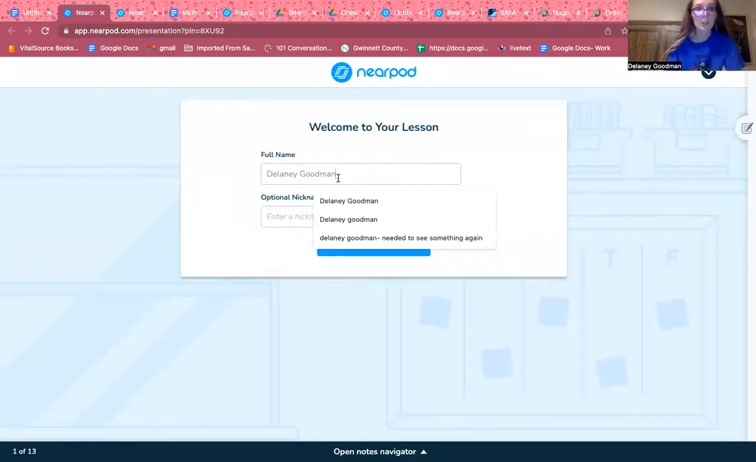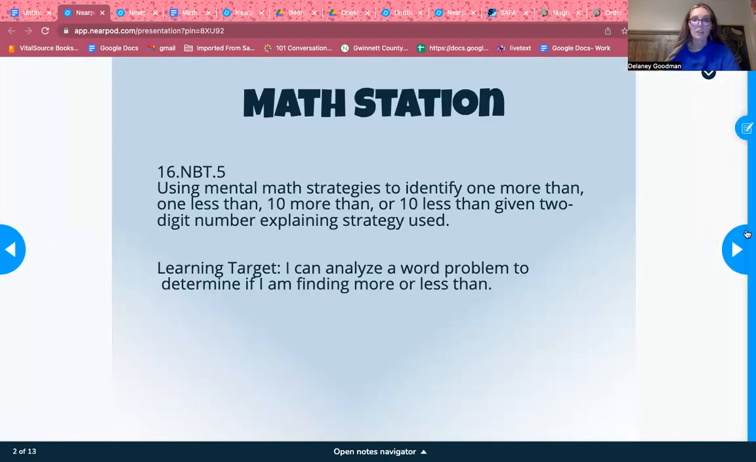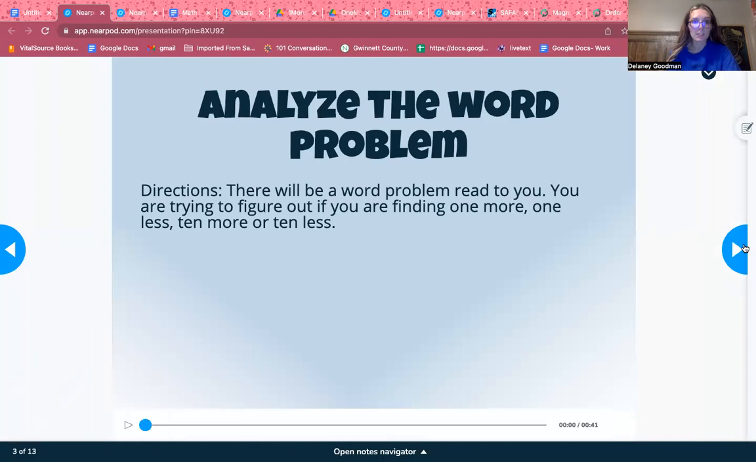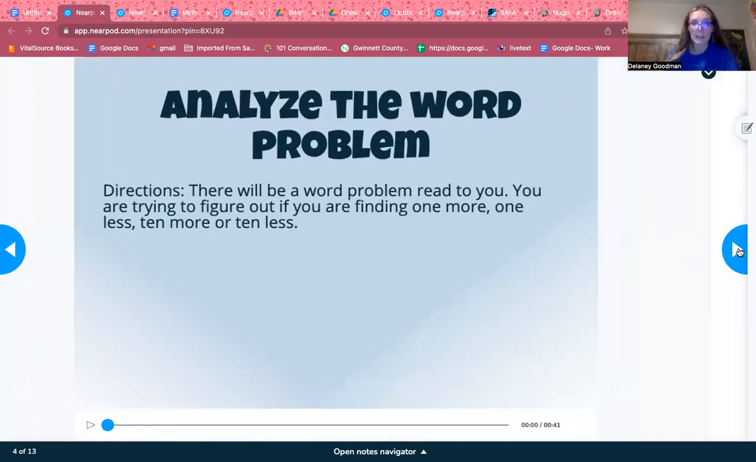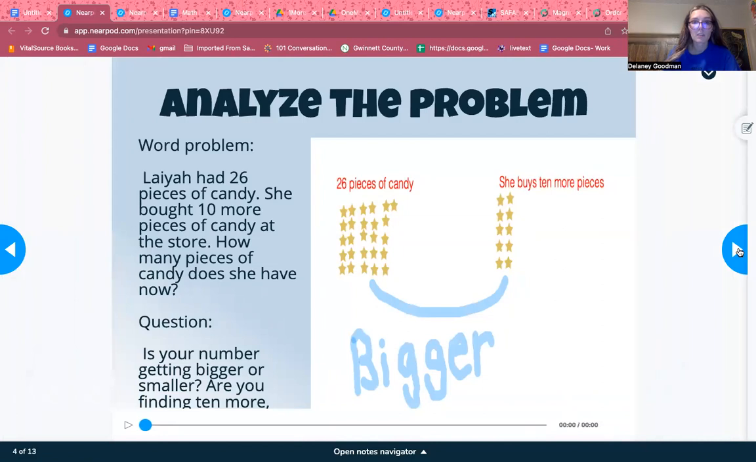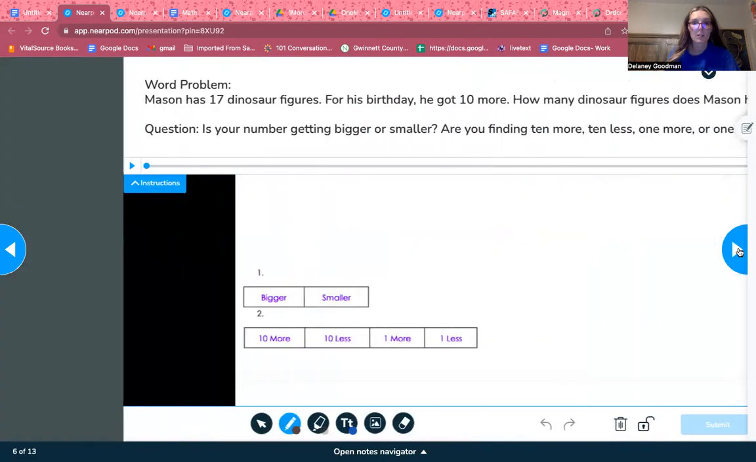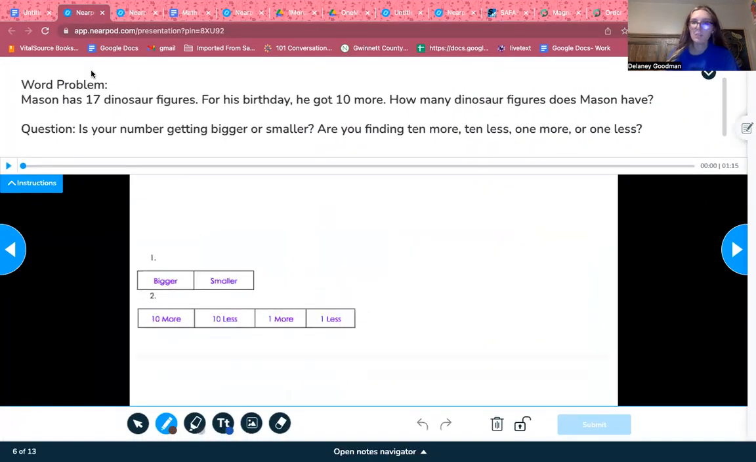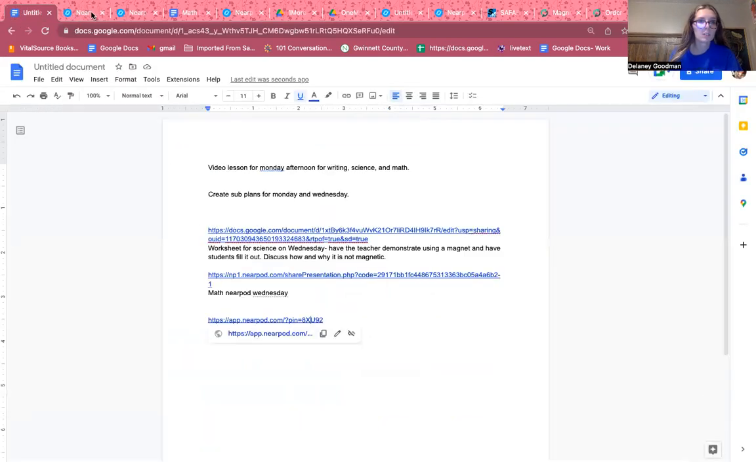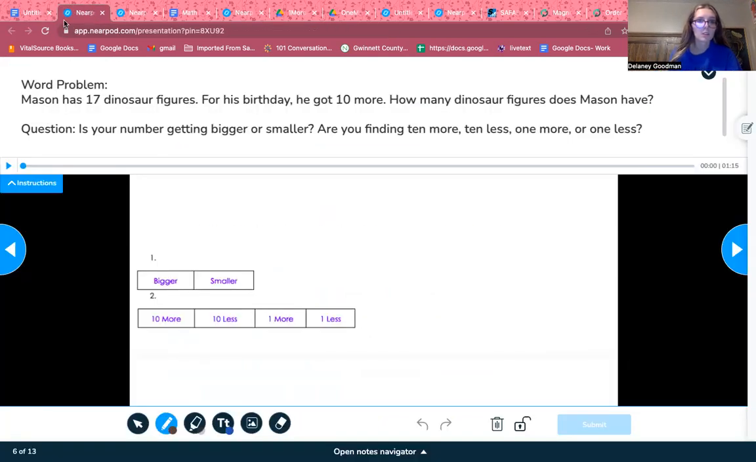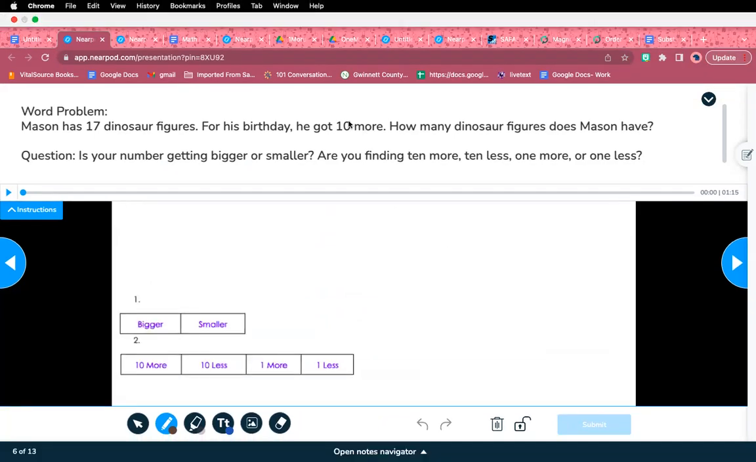If it'll load. You're going to put your first and last name in. My first and last name's already there. And there's a read aloud on each of the slides. So it says there will be a word problem read to you, and then you're trying to figure out if you're finding one more or one less than, okay? Actually, boys and girls, we are not going to do that one.